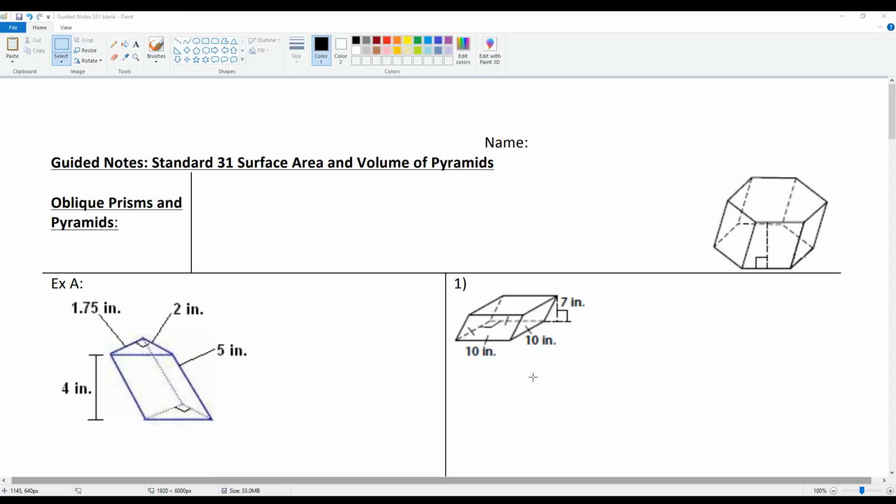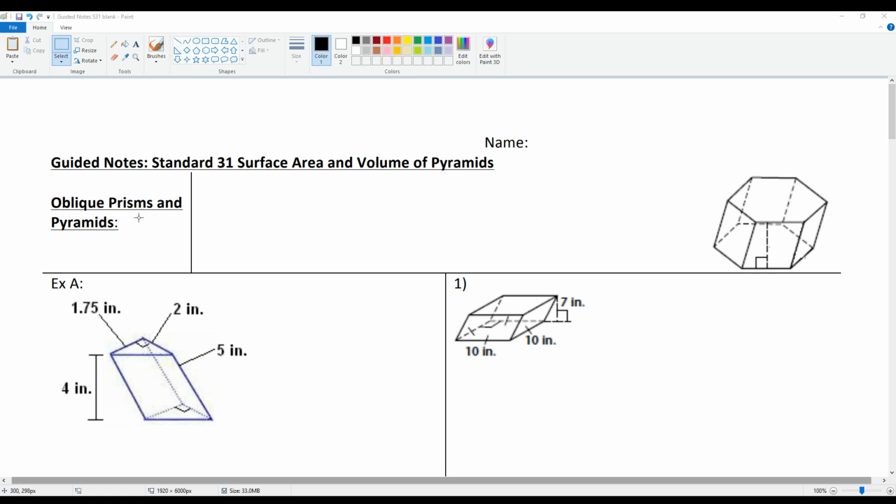Hi, today we're going to be looking at Standard 31, surface area and volume of pyramids. And before we do that, we're actually going to take a look at some prisms that we didn't talk about in our last standard. And that is, we're going to take a look at oblique prisms and pyramids.